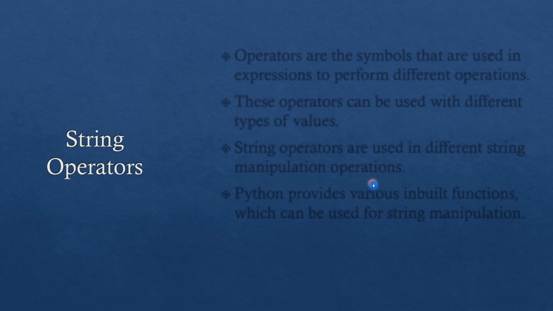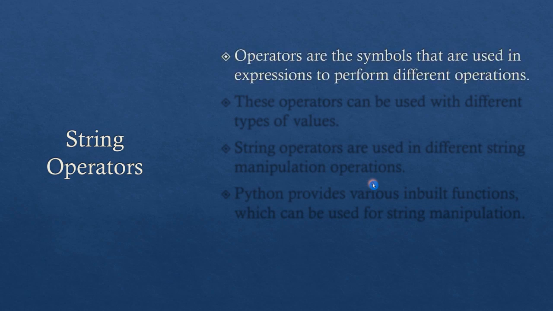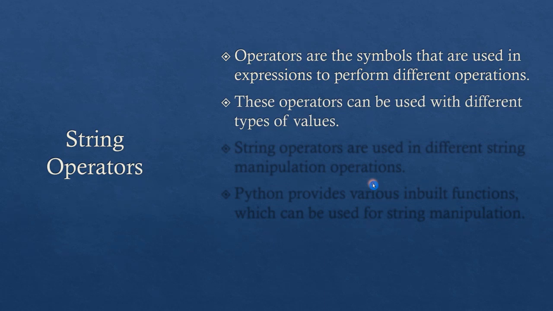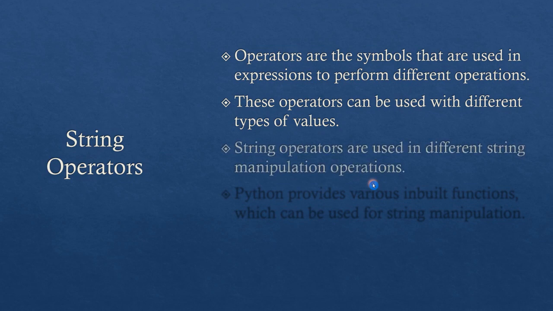So already we all know what operators are, right? Operators are nothing but the symbols that are used in expressions to perform different operations. Okay, so these operators can be used with different types of values. With integer and float values, we'll use arithmetic operators, and with Boolean values, we'll use logical operators, and when we are using strings, we are going to use string operators to do string manipulation.